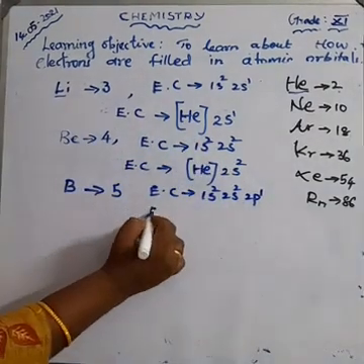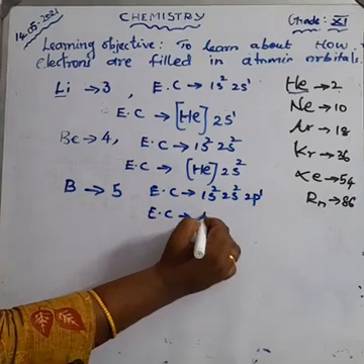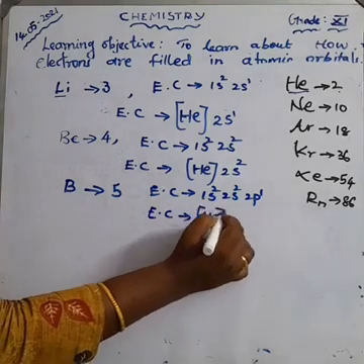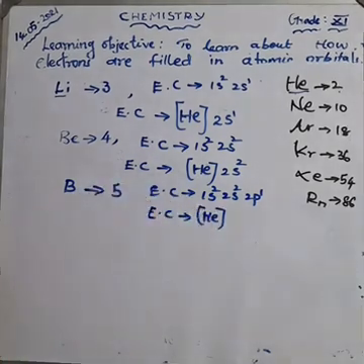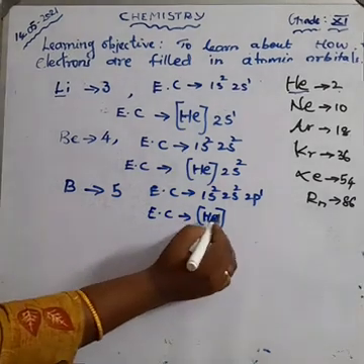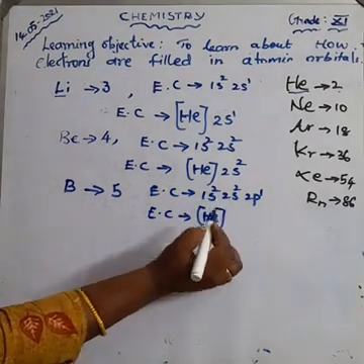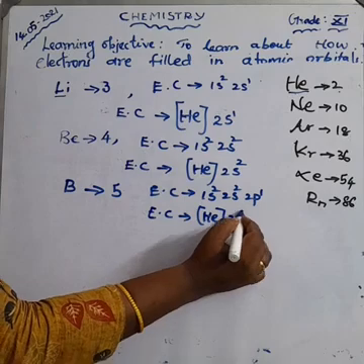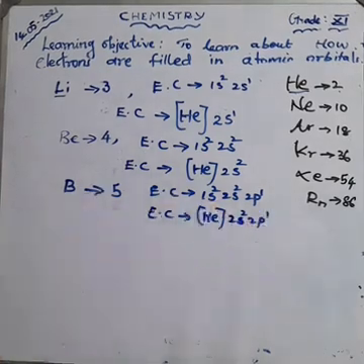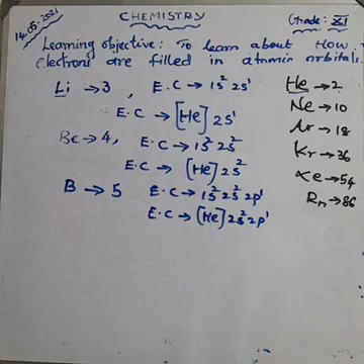How will you write the short form for the electronic configuration? Helium is the nearest noble gas for boron. So for 1s2 we can write helium, then 2s2 and 2p1. Can you understand? And then another example, we can write sodium.